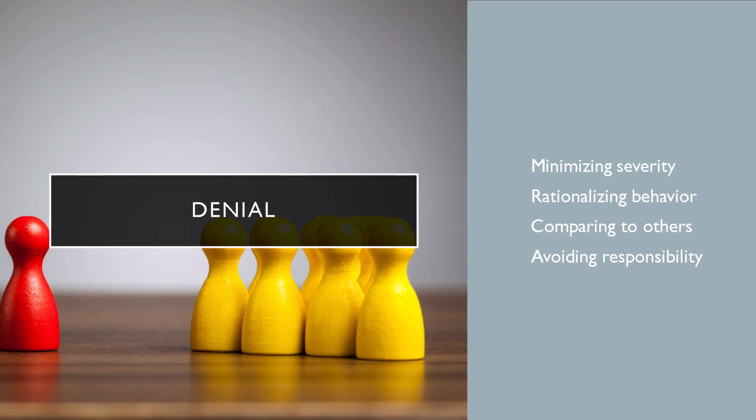So at this stage, denial can take a lot of different forms. Maybe the person's minimizing the severity of their use. They say things like, oh, it's not that bad, or I don't use as much as other people. And then they rationalize their behavior by pointing to stress or trauma or external circumstances. They may also compare themselves to others who appear to be worse off, and they use that comparison to justify their own behavior. But avoiding responsibility, that's another common pattern. The person may blame other people or those external factors for their situation.